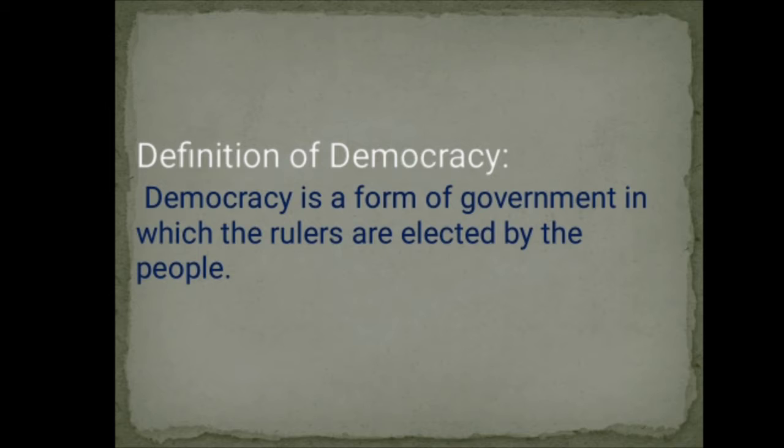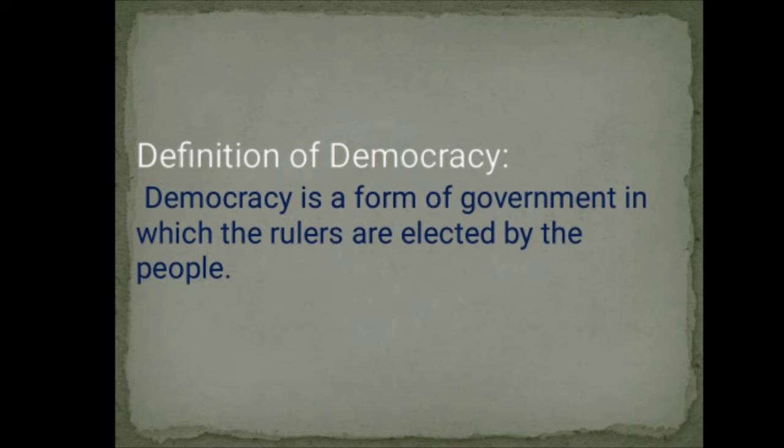A simple definition of democracy. Democracy is a form of government in which the rulers are elected by the people. This is a useful starting point. This definition allows us to separate democracy from forms of government that are clearly not democratic. The army rulers of Myanmar were not elected by the people. Those who happened to be in control of the army became the rulers of the country.